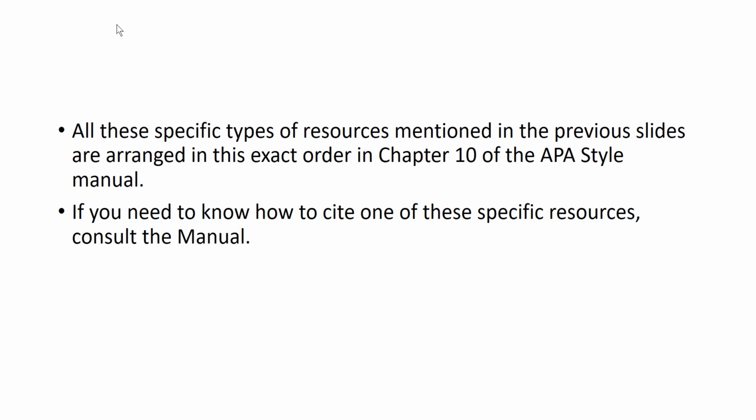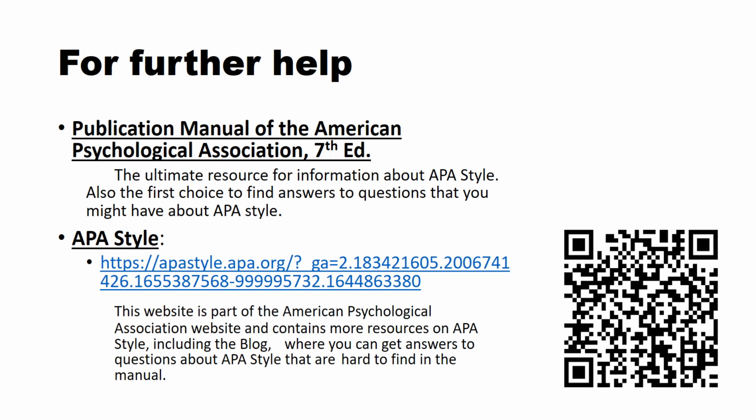As mentioned before, in Chapter 10 of the APA Style Manual, all of these groups of resources are organized in this exact order by group and category. If you need to know how to cite any of these categories or groups of resources, there are examples of each category in Chapter 10 of the APA Style Manual.